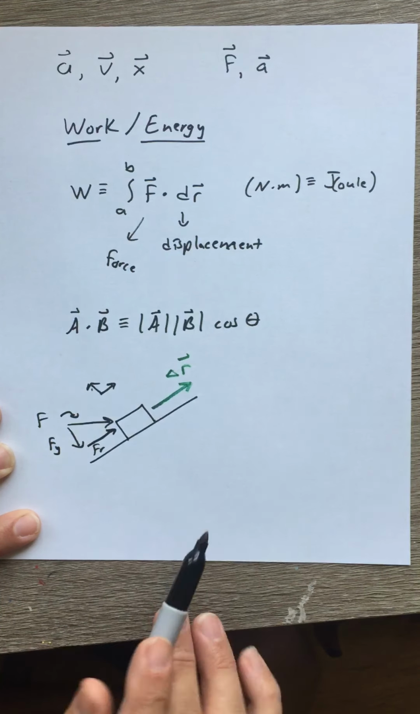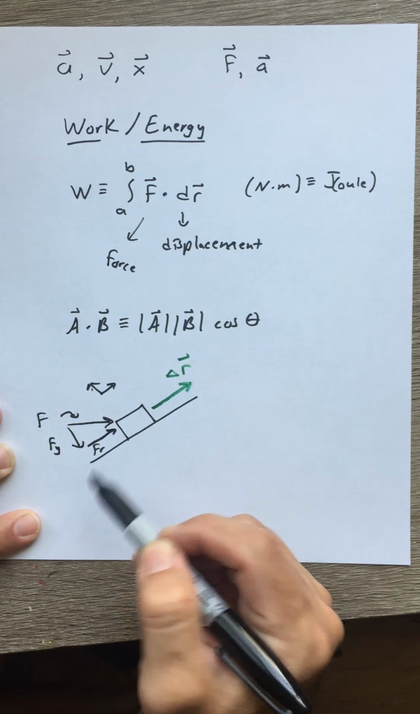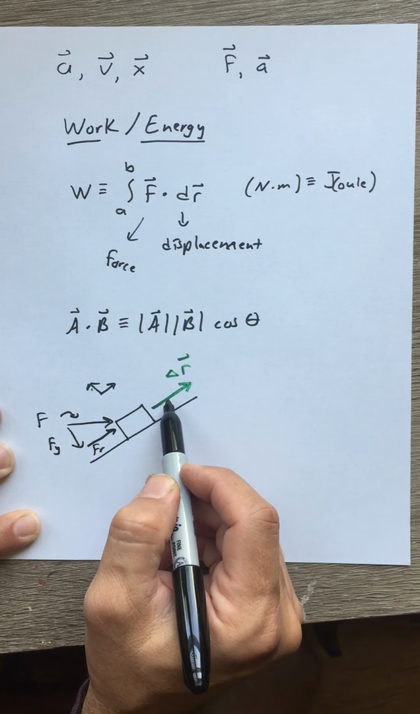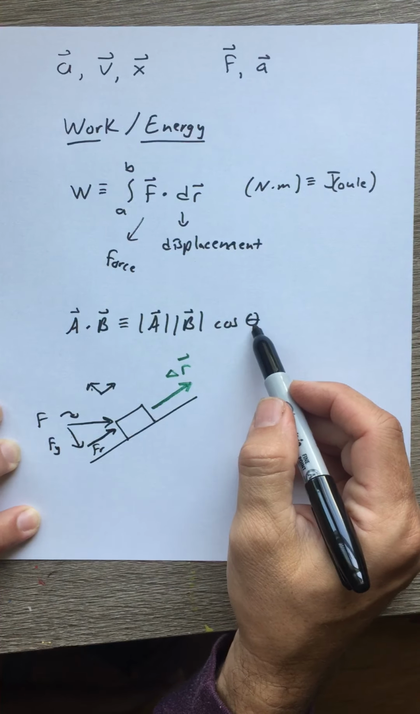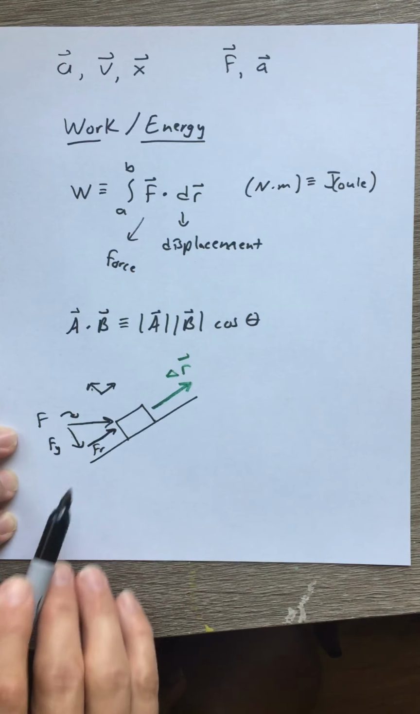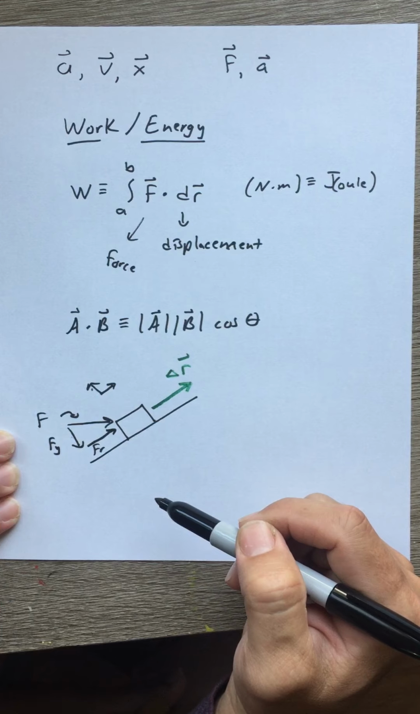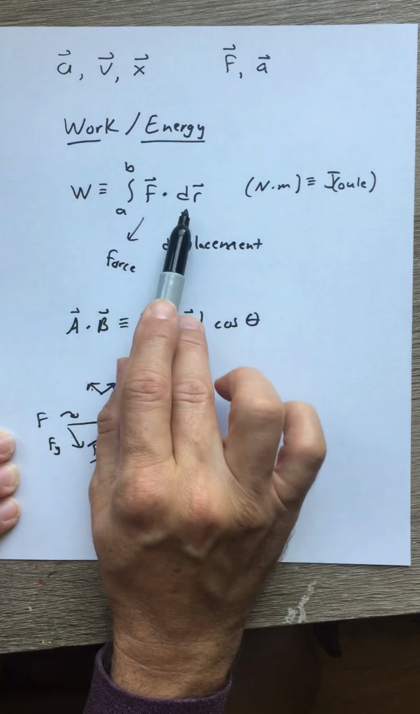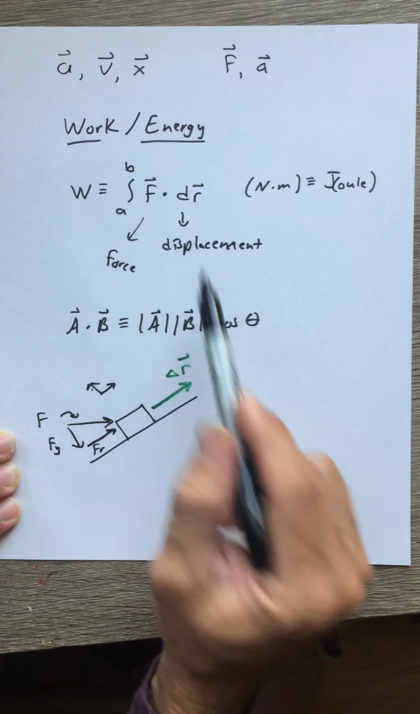So look at this. Fr does work on the box because the box moves through a displacement along the same direction. We say collinear as Fr. Fy, though, has an angle of 90 degrees with respect to delta R. The angle between this vector and this vector is 90 degrees. What's the cosine of 90 degrees? It's 0. So Fy actually doesn't do any work on the box. Fr does work. So what can we take from this? Not only do I need a force and a displacement, I need some part of that force in the same direction as the displacement.